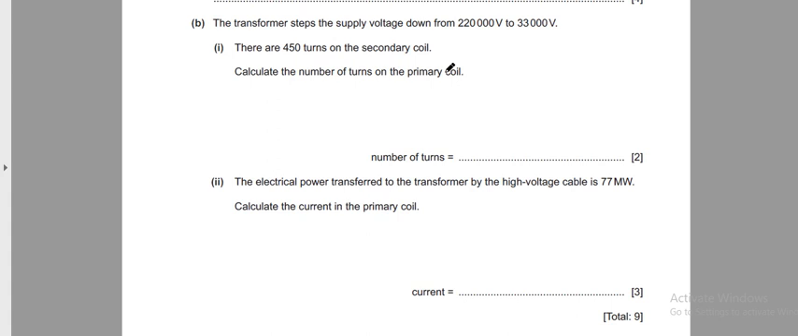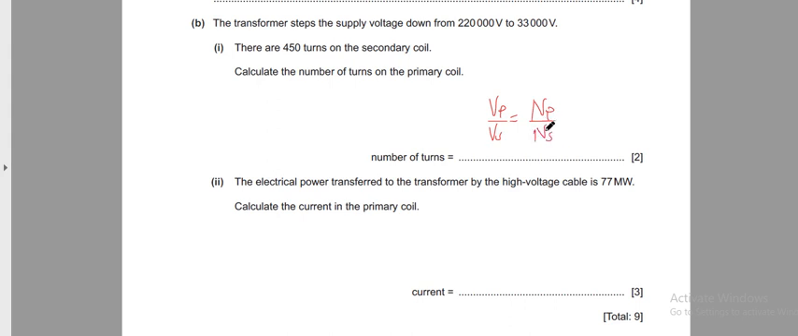If the transformer steps down voltage from 220,000 volt to 33,000 volt, there are 45 turns on the secondary coil. Calculate the number of turns on the primary coil. The equation is well known: VP over VS equals number of turns of primary over number of turns of secondary.